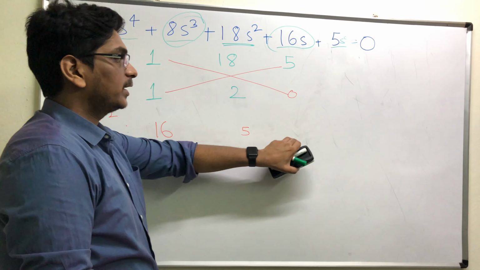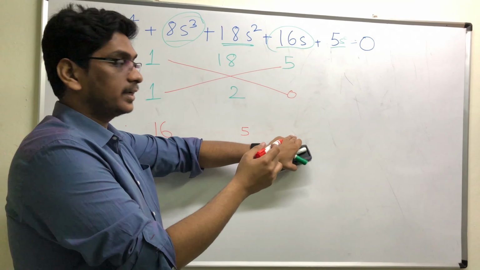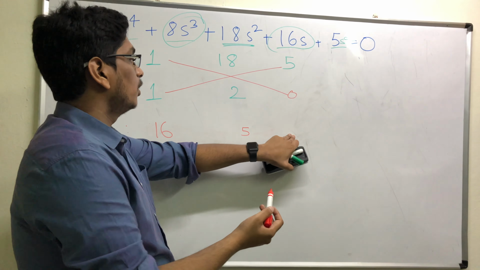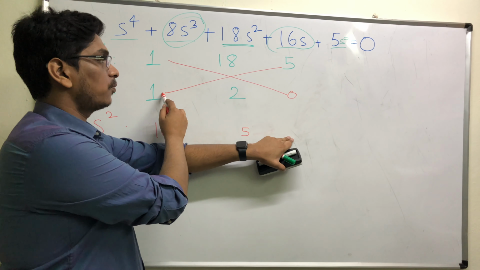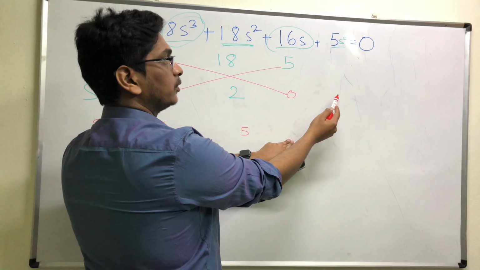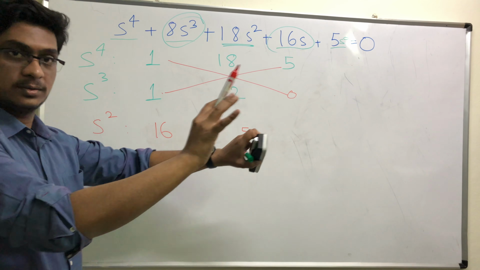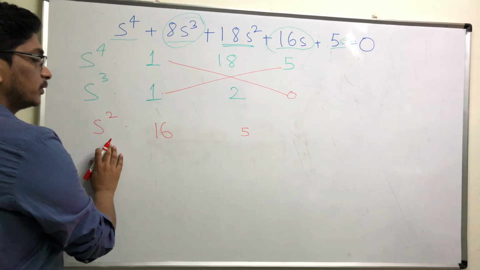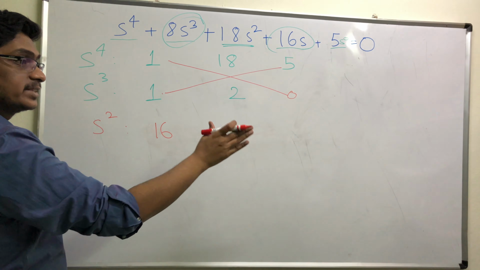However, if I had another element here which I had to get, for that I would take the product of 1 and whatever is here minus 1 into this one. But I don't have any, not today's headache. So this is how I got the row of S square.